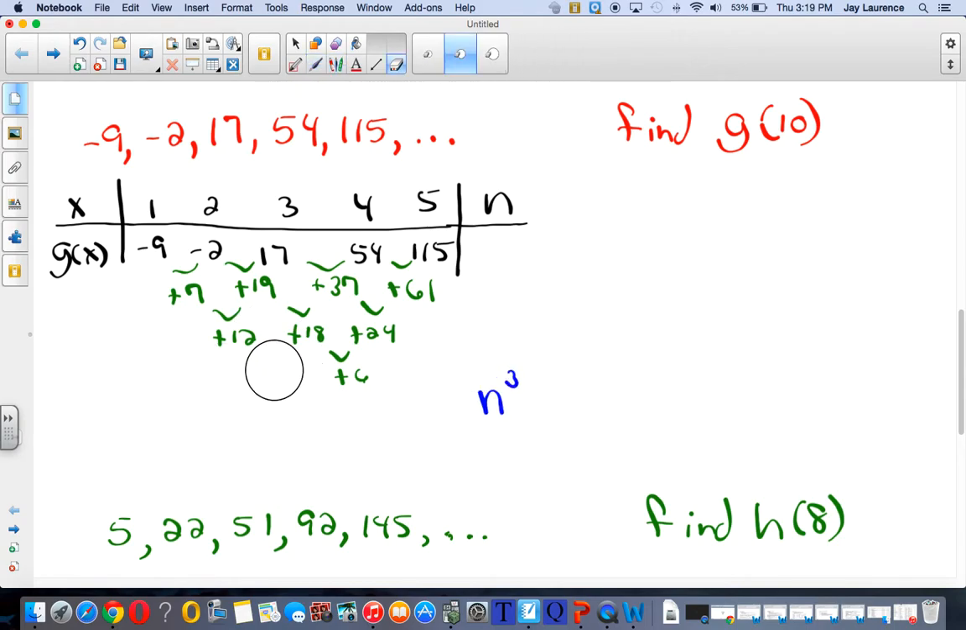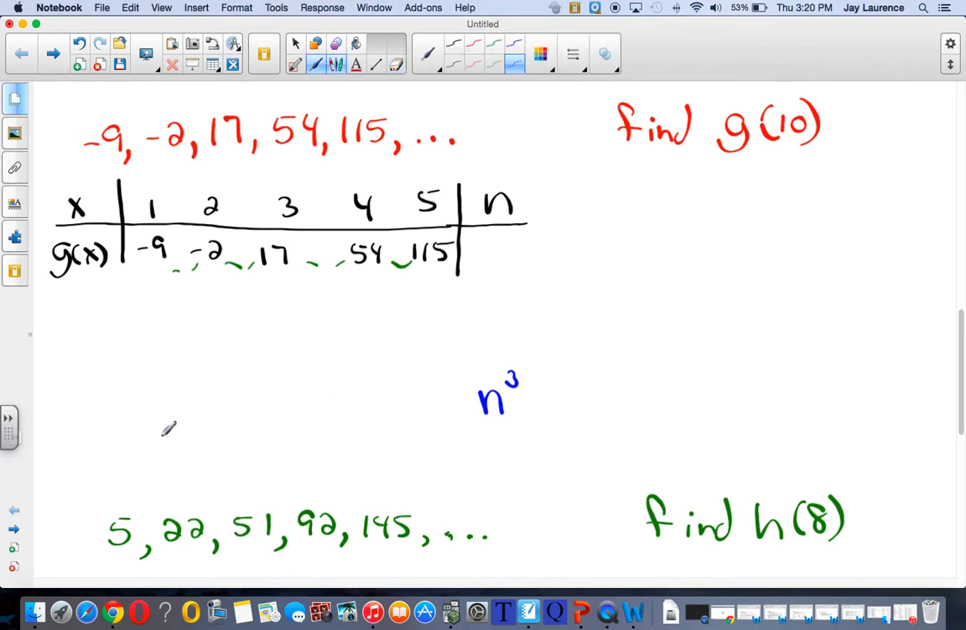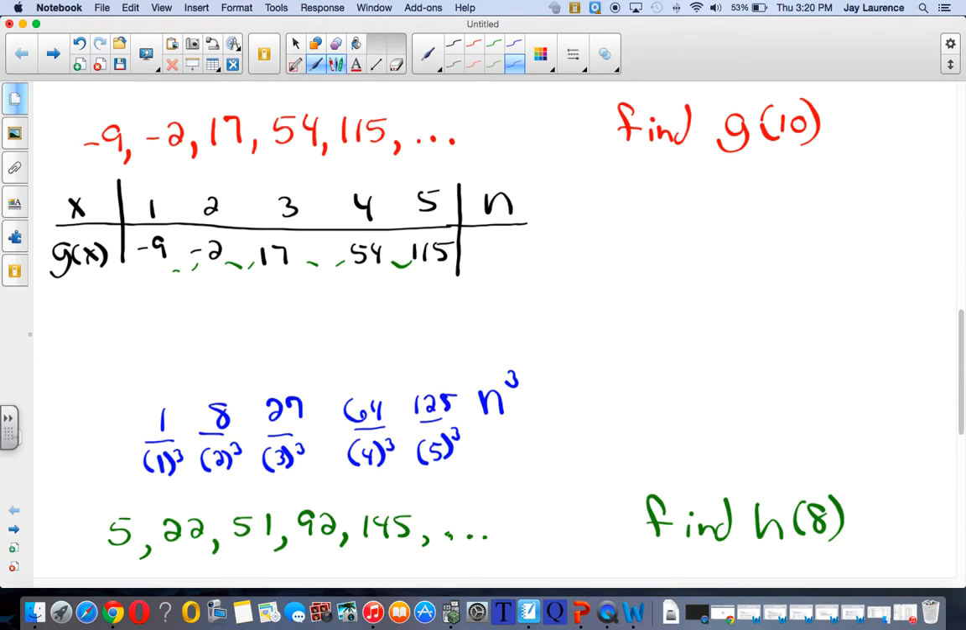All right, now I'm going to do that comparison line. I'll get rid of these differences so that they're out of my way. 1, 2, 3, 4, 5. I'm going to go 1 cubed, and 2 cubed, and 3 cubed, and 4 cubed, and 5 cubed. So I cube 1, I cube 2, I cube 3, I cube 4, and I cube 5. And then I'm going to see how do I turn 125 into 115.